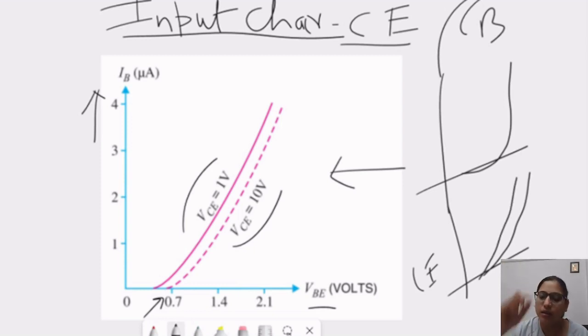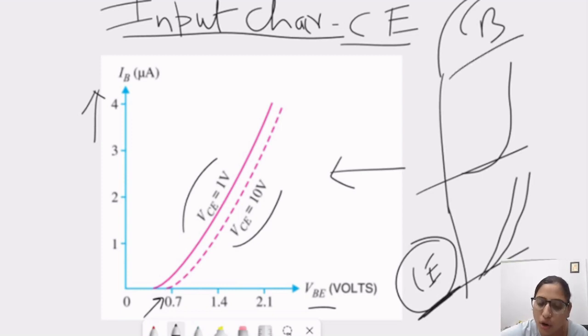So the input resistance in this common emitter configuration is a little higher than the common base configuration, because in common base the current is increasing rapidly, but in common emitter the current is increasing a little more gradually or less rapidly. So the input resistance of common emitter is higher than common base.